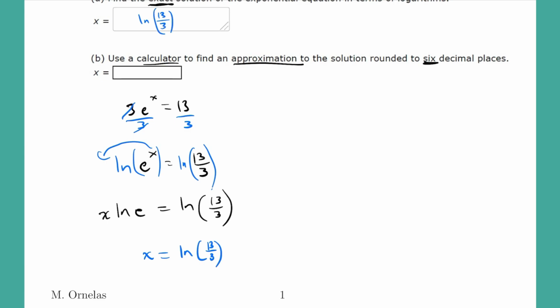Now, to use the calculator, we can just type that in the way you see it. So natural log of 13 divided by 3, close parentheses, is getting 1.4663, 1, 2, 3, 4. I need 2 more decimals. 37 is what I'm getting.